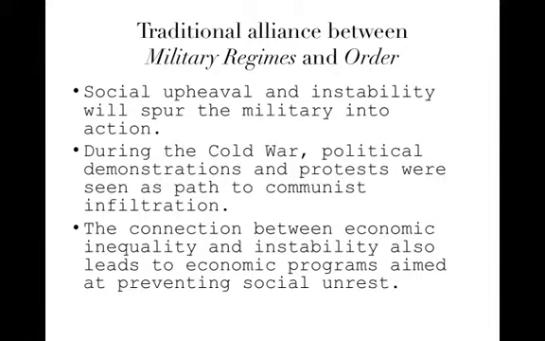A less nefarious, but just as controlling aspect: the connection between economic inequality and stability had already been identified in the policies of John F. Kennedy. And so there were economic programs that were aimed at preventing social unrest, but these were obviously much less important than the military and financial support to more oppressive means of control.